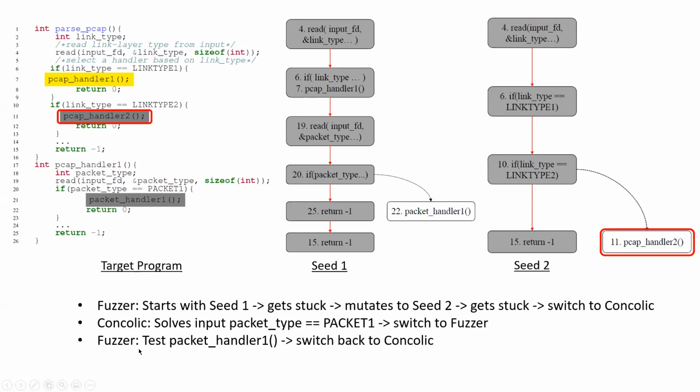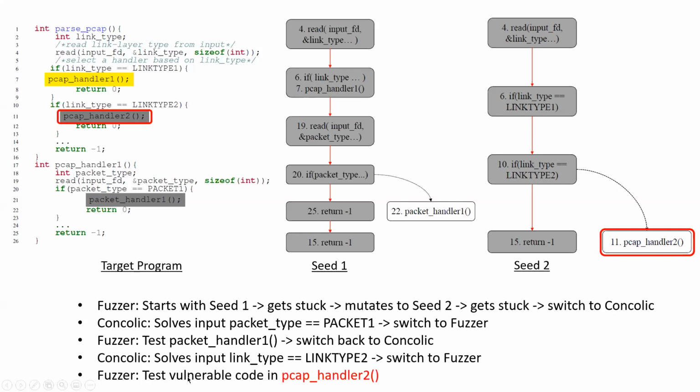So the fuzzer will test packet handler 1, and then we find that, for example, maybe there are no bugs here. So now we switch back to concurrent execution because we have to solve line 10 in seed 2. Seed 2 will solve the line 10 condition, and then you switch back to the fuzzer to explore pcap handler 2, and then finally we can explore packet handler 2 and actually find some bugs here.